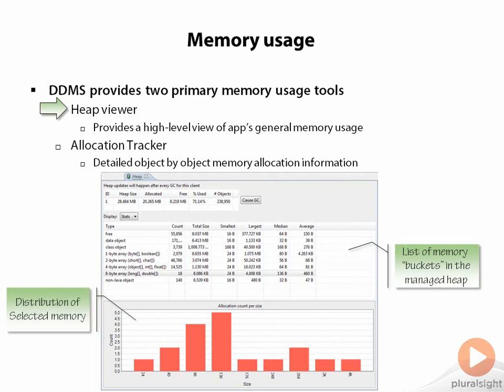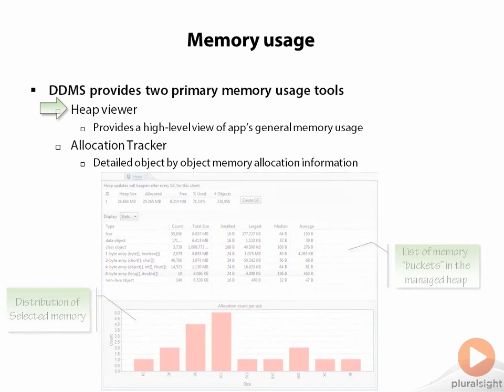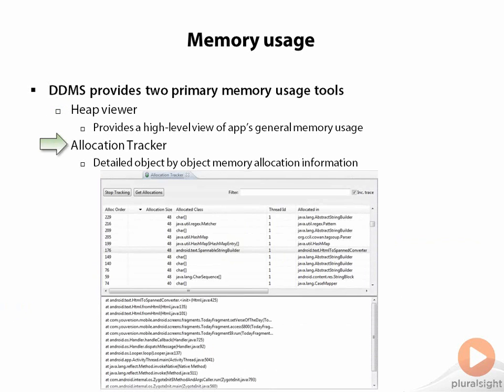I know for me, it's much more usable to be able to see things in terms of my application types. So for me, I use the allocation tracker a lot more rather than the heap viewer. The allocation tracker is detailed memory information by the object types inside of my app. So I actually see class names of the Java classes or the Android classes or my custom classes that I'm actually allocating inside my application.